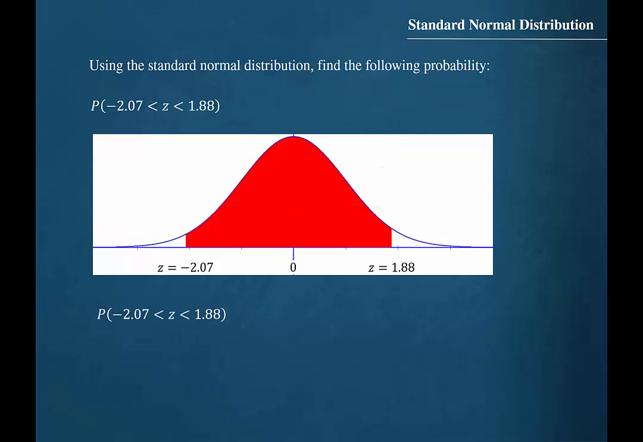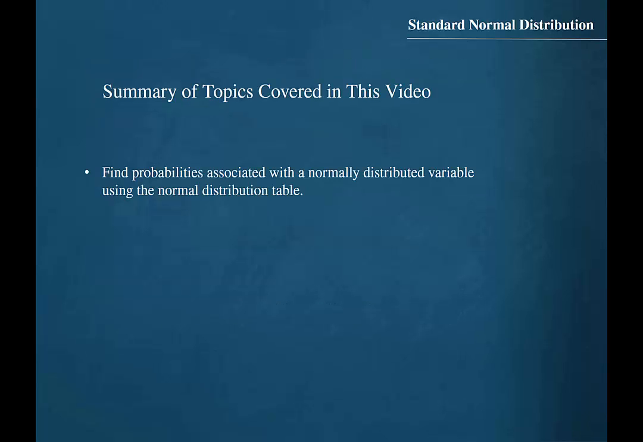In probability notation, we would write the probability that z is between -2.07 and 1.88 is equal to 0.9699 minus 0.0192, which is equal to 0.9507. In this video, we learned how to find probabilities associated with a normally distributed variable using the normal distribution table.